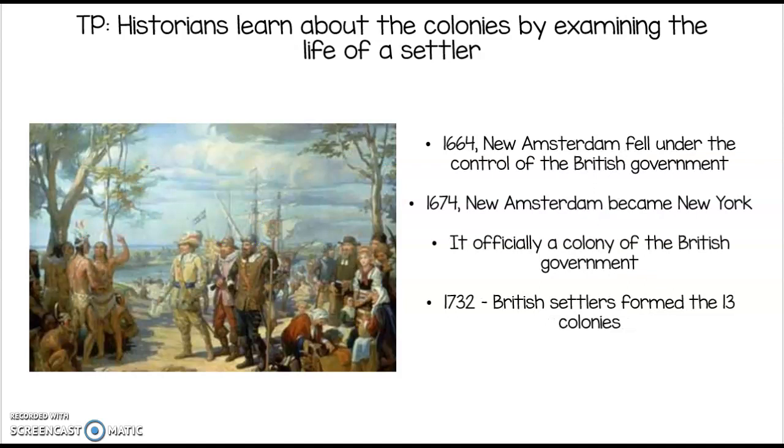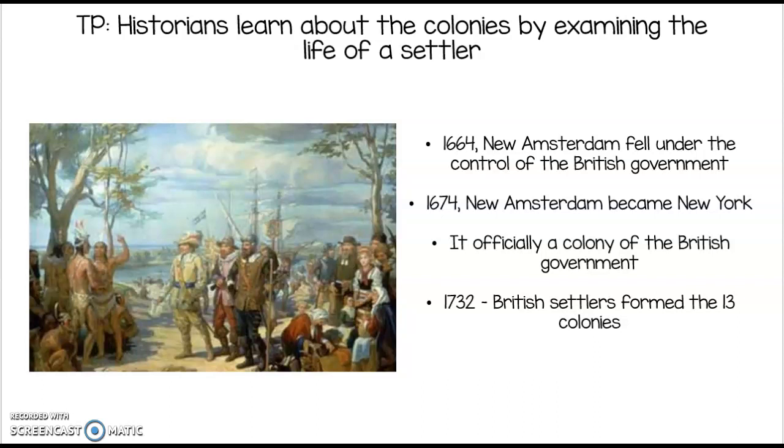Now, in 1664, New Amsterdam fell under the control of the British government, and for some time, the Dutch government regained control, but in 1674, it officially became a colony of the British monarchy. And the British government decided to change New Amsterdam into New York.